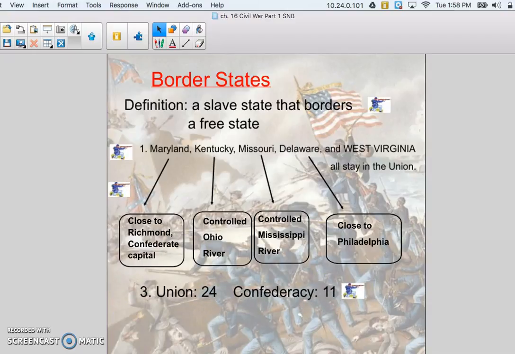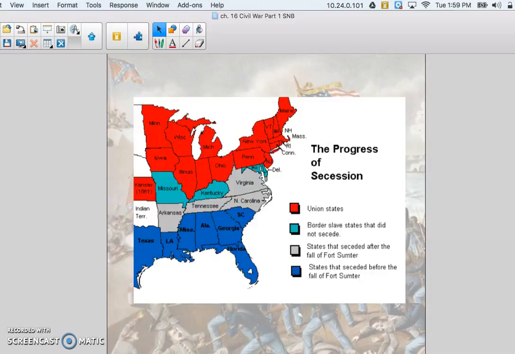Our last point is that with these border states factored in, the Union had 24 states, like I mentioned earlier on the previous slide, and the Confederacy had 11. Let's move on to the next slide. This is just to show you the progression of states that we've already made in our notes. Remember, these blue ones dropped out of the Union first. After the first shots were fired, we had these gray ones, and you can see the border states here in blue and the northern in red.